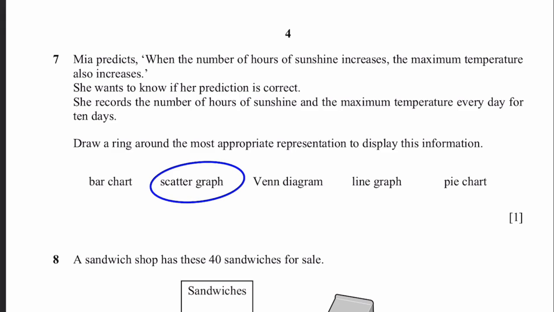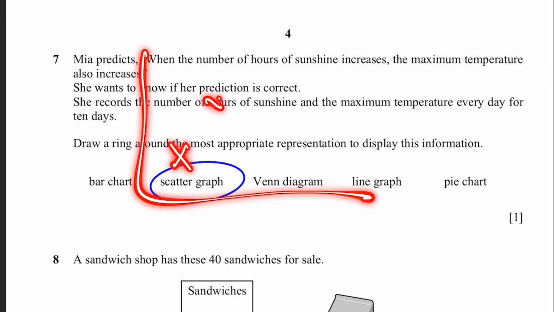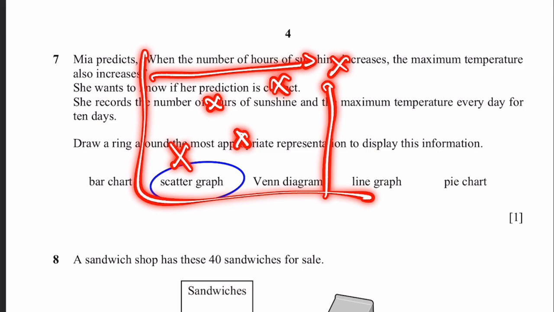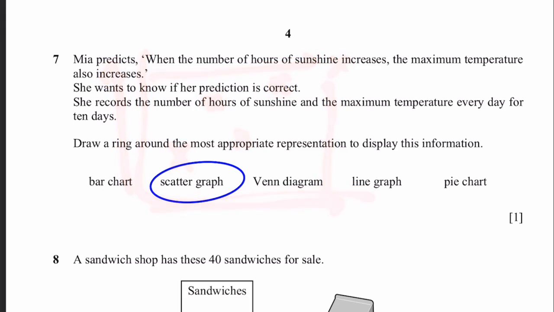Why? Because we have 3 sets of data here. We have the number of hours of sunshine, the maximum temperature every day for 10 days. So that's 1, 2, 3. But because we have 10 days, we can say for day 1, number of hours of sunshine, maximum temperature, we can record on the scatter graph a point. Day 2, a point there. Day 3, day 4, day 5. Because there'll be 2 values. One of them, number of hours of sunshine, which will be x-axis, and maximum temperature, y-axis. And we can plot many different points to show that. That's why the answer is actually scatter graph.